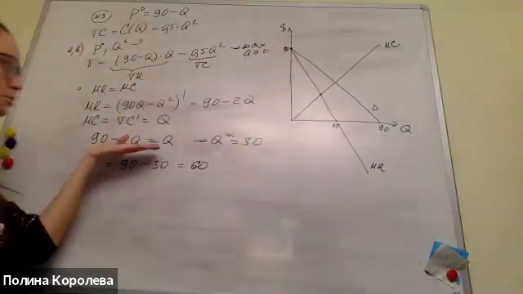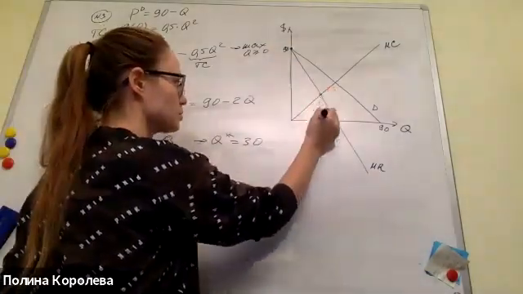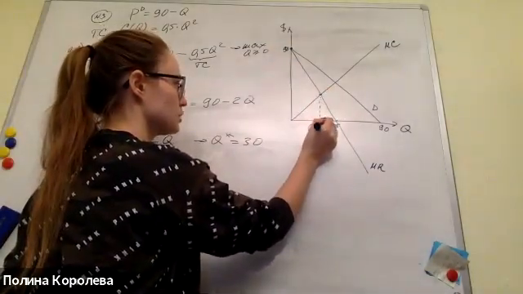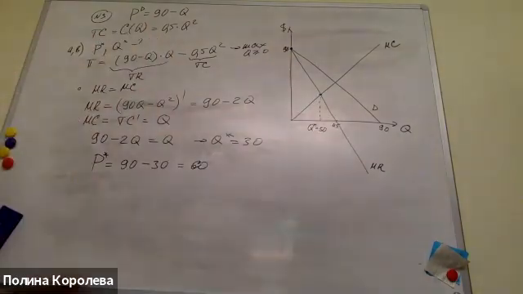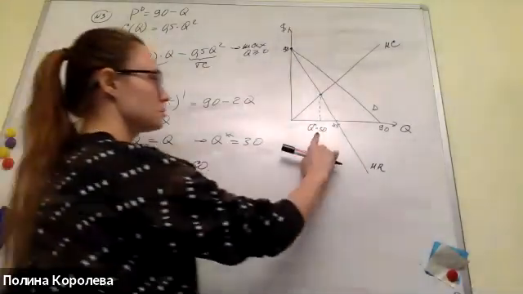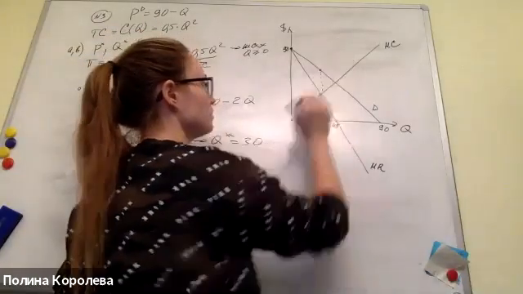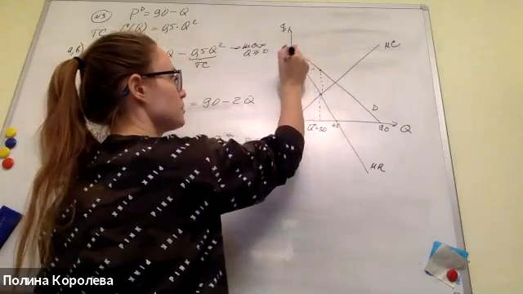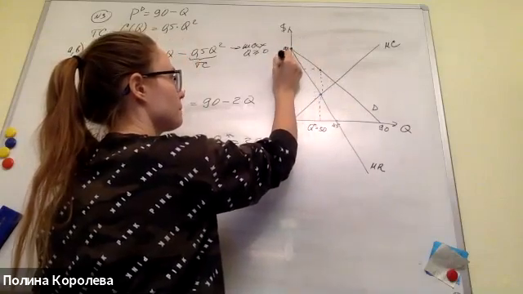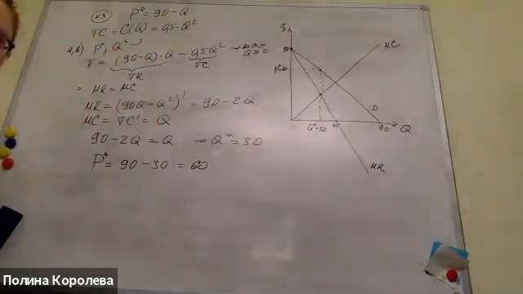From this equation, we find quantity. So from here, optimal quantity will be equal to 30. And then we put this quantity into the inverse demand function. For such quantity, how much will our buyers pay? This price equals 60. Agree?